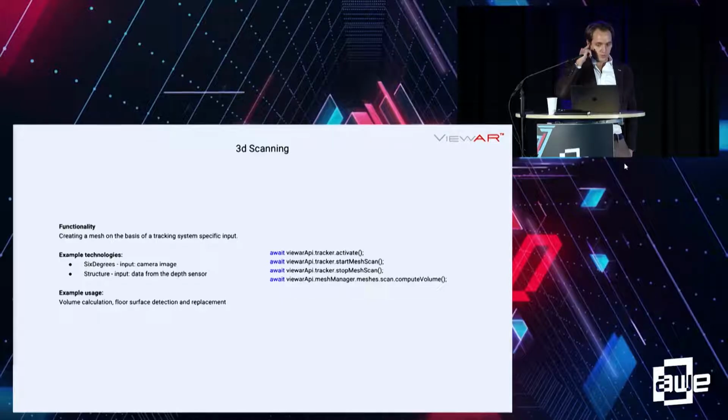First of all, this would work with 6D AI, as in using the camera image for the reconstruction, and this would work with the Structure sensor. Also, it would work with the HoloLens and using its reconstruction abilities. And basically, to do a reconstruction, you trigger a tracker activation, you start a mesh scan, you stop a mesh scan, and you compute the volume. So those 4 lines of code are very powerful in the scenario I've shown.